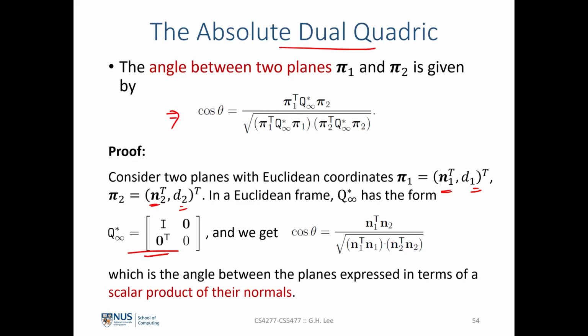By inserting this into this, we can also consider D1 over here, where D1 is eliminated by the 0 paddings in Q infinity to get back this particular equation. So we can prove that these two are equivalent, which is the angle between the planes expressed in terms of the scalar product of their normal vectors.